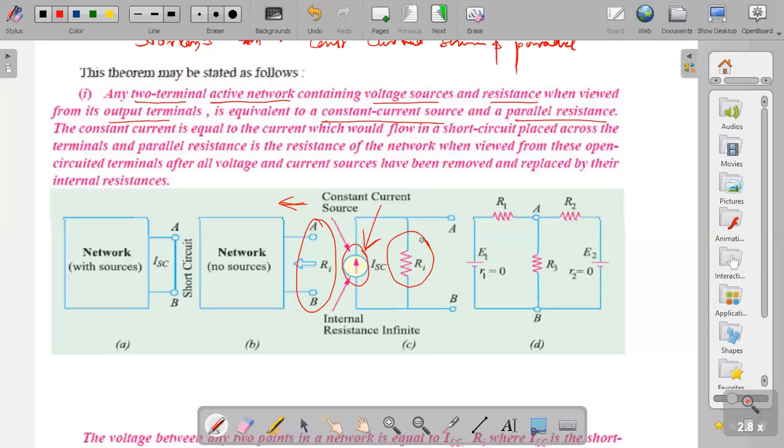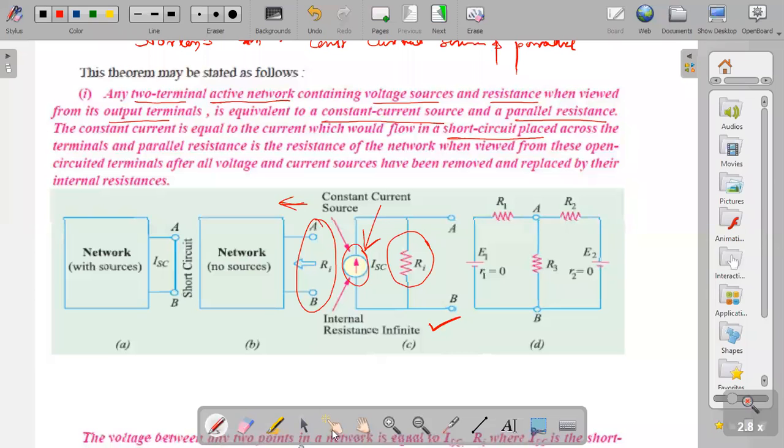And this constant current is equal to the current which would flow in a short circuit placed across the terminals. This is your C. Means in Norton theorem, you should draw diagram C, which consists of constant current source and parallel resistance Ri. Or in other words, you can write the statement for Norton theorem like this.